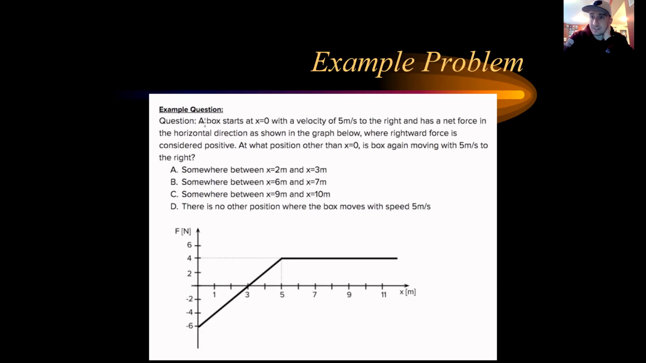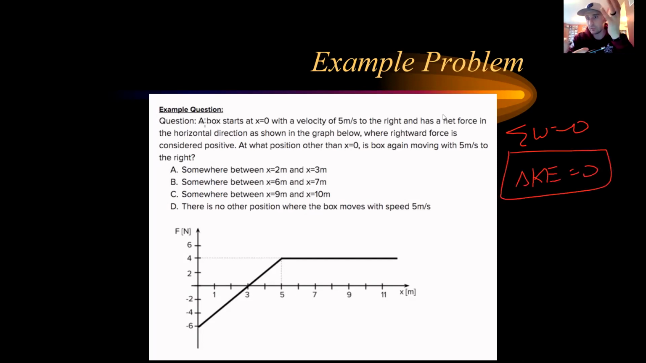So the key to this is if we want the box to have the same velocity, 5 meters per second, we need to find where the net work is equal to 0. Because if the net work is 0, that means the change in kinetic energy also equals 0, which means it's the same kinetic energy, which means the velocity has to be 5. So if I look here, this is negative work done, so this is going to decrease the kinetic energy. During this time period the box is slowing down, where you have a negative force acting over this displacement.